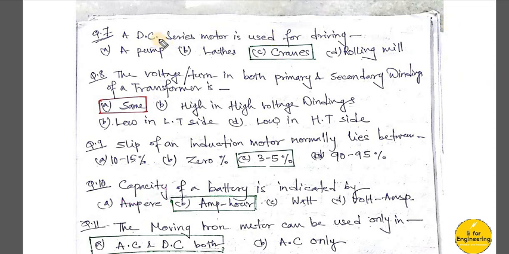The DC series motor is used for driving a pump, lathes, cranes, or rolling mill. The DC series motor is used mainly for the cranes. It is mainly for the high starting torque of the DC series motor. Please remember that DC series motor is used where high starting torque is required because of its torque current characteristics, if we plot the graph.